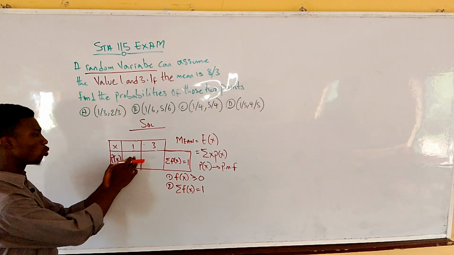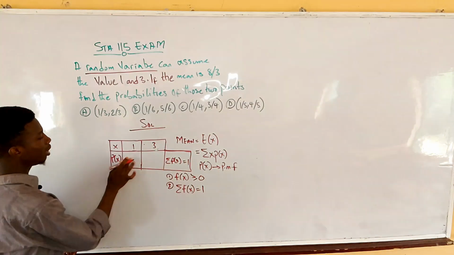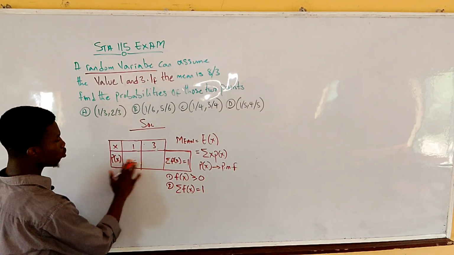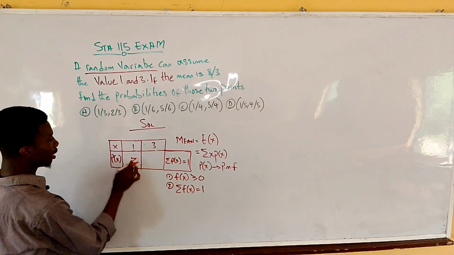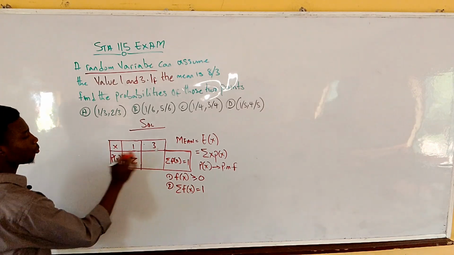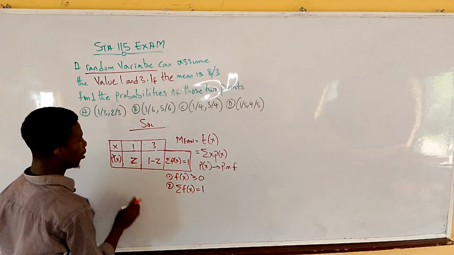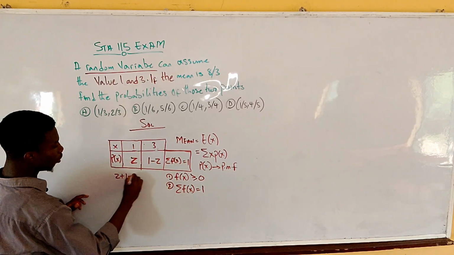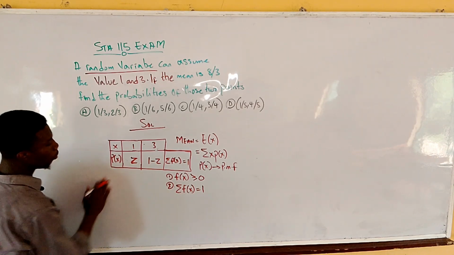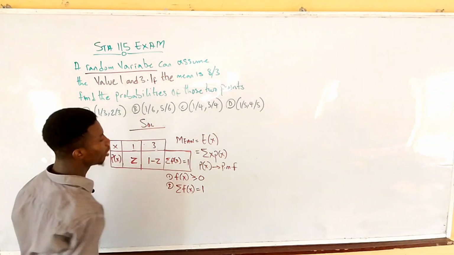Therefore, since I am looking for the value of this one, and I am also looking for the value of this one, I can say, let the value of this one be x, because I don't know it. Or let me use z, because of this x here. Now, what will be here? This one will be 1 minus z, because z plus 1 minus z will give me 1. That is the property of the PMF. If I sum a PMF, it must give me 1.